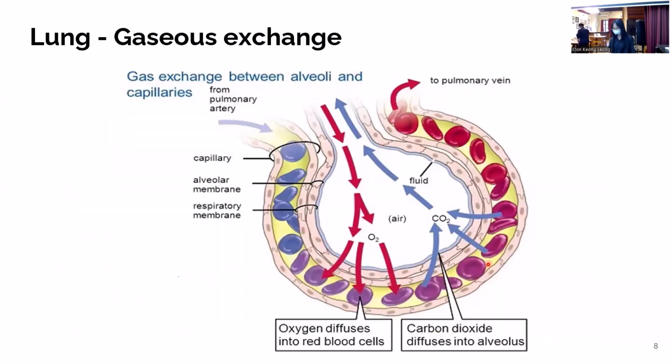At the alveoli, where the gas exchange occurs, the oxygen will be taken up by our red blood cells and the carbon dioxide will be diffused out.